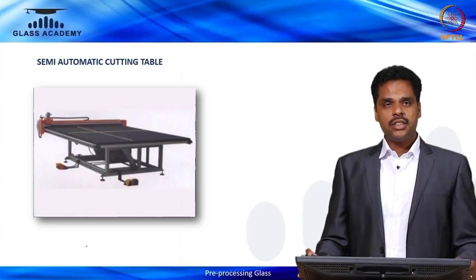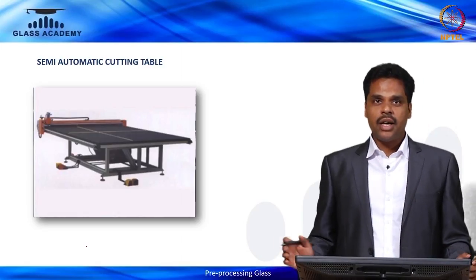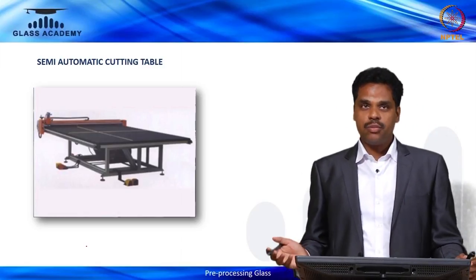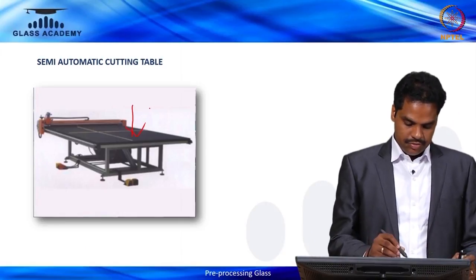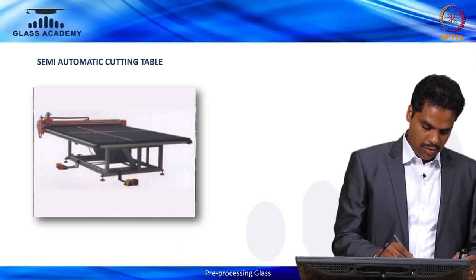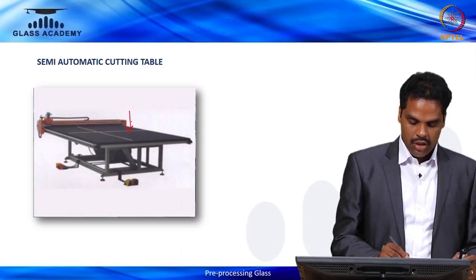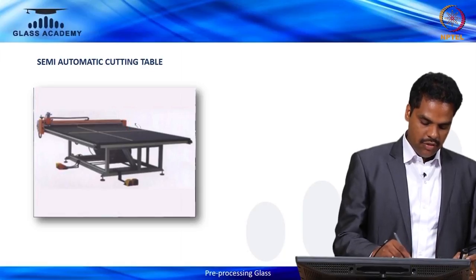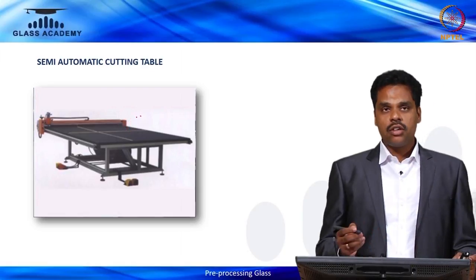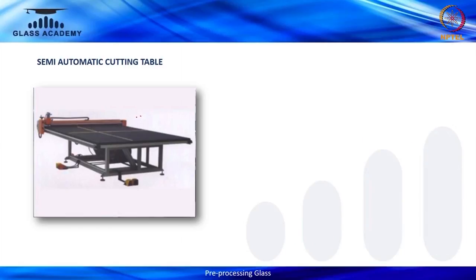This is nothing but the same as manual cutting. Once you place a glass over the cutting table, the CNC machine will start operating itself and it will cut whatever size you require. And please ensure in this section also that the cleanliness of the cutting table is fine.